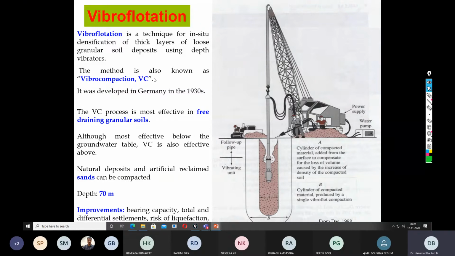Vibro flotation technique is used to densify thick, loose granular soil deposits. Again, this technique is highly valid for granular, free draining soils, not clay materials. This technique was first developed in Germany way back in the 1930s. So in Germany, this technique was first used.